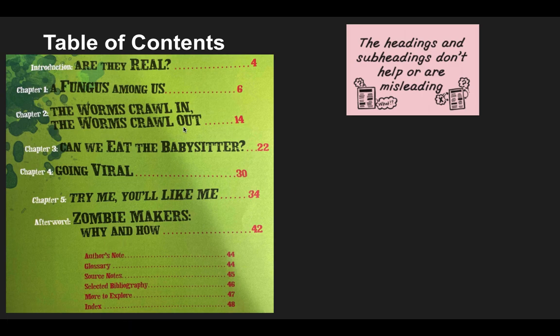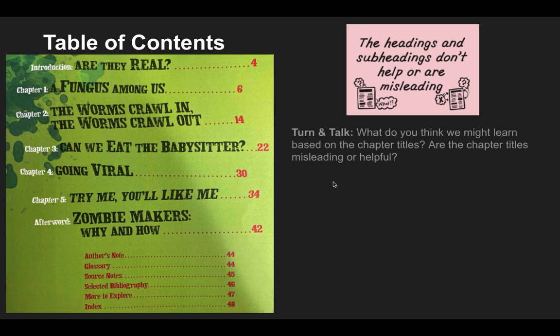So one of the things I want you to notice here is that the headings and subheadings either don't help or they could be misleading, right? They kind of want to grab our interest, so they're kind of making us curious, okay? So what do you think we might learn based on the chapter titles? Are the chapter titles misleading or helpful? Even if you're alone, try and answer the question.